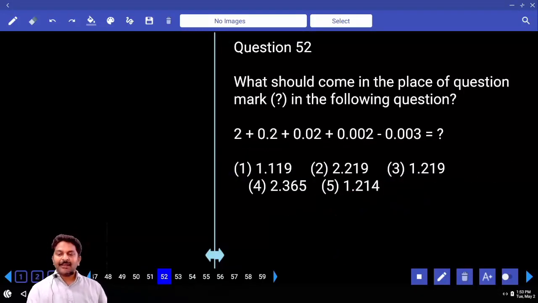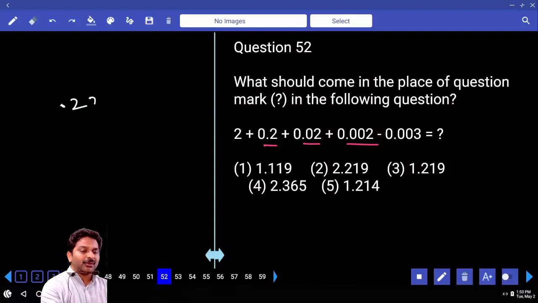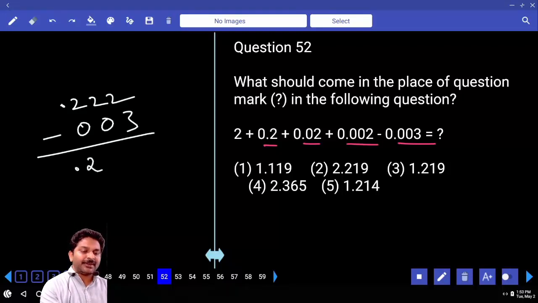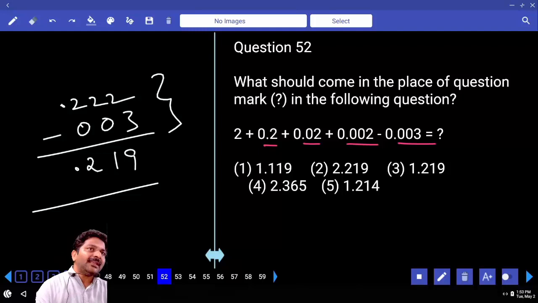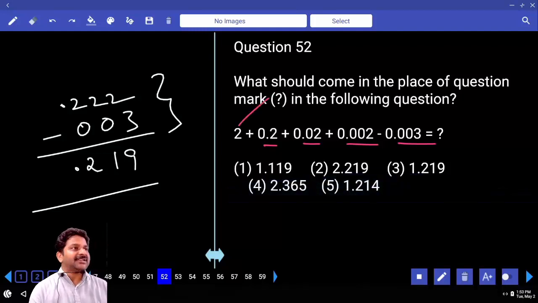740. Right. Number after decimal 0.2, 0.02, 0.002. That means 0.222. And negative number 0.003. That means answer must be 219. How many options are ending with 0.219? So in this calculation, number after decimal, do we have any carry? Integer. There is only one integer, 2. Answer must be 2.219. Yes.